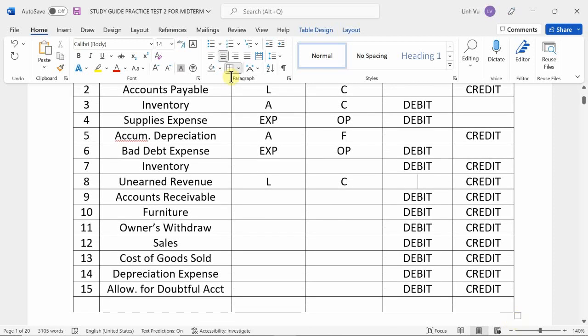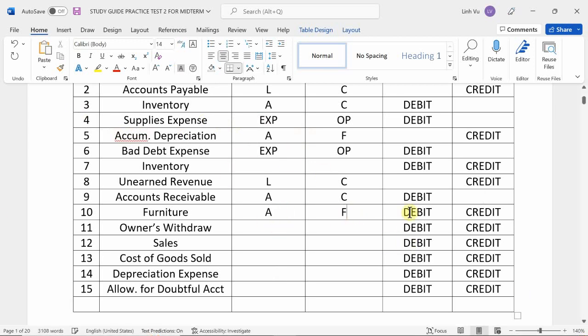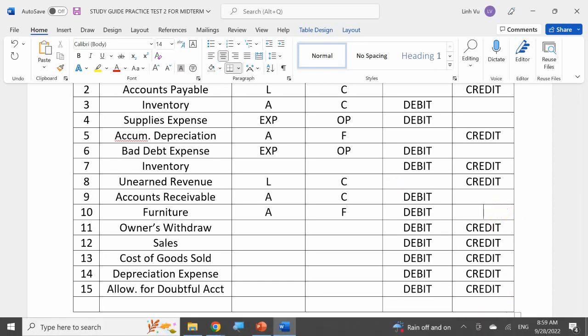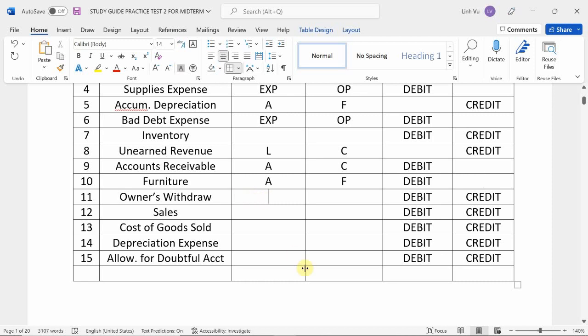Okay. What about accounts receivable? It's an asset. What kind of asset? Current. And what kind of balance would this normally have? Debit. It would have a debit balance. Good. This is money that customers owe you. What about furniture? It's an asset. What kind of asset? Fixed. It is fixed. And what kind of balance would it have? Debit. It would have a debit balance. Good. Okay. What about owner's withdrawal? Owner's equity. It would be an owner's equity. Good. Now, what kind of owner's equity?